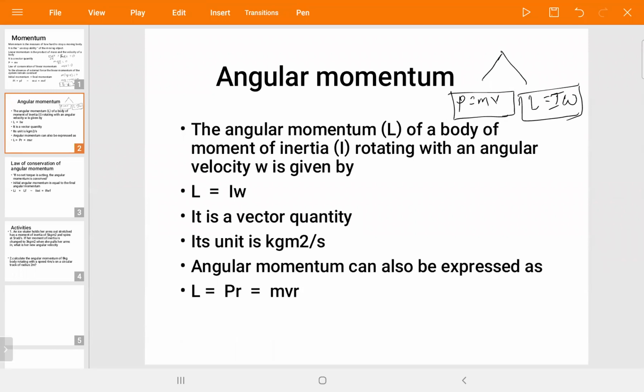Then we have two kinds of momentum. The first one is momentum of a moving object when an object is moving on a straight line, and the second one is the momentum of a rotating object. Then the expression is L equals I times omega. This is a mathematical expression for angular momentum.